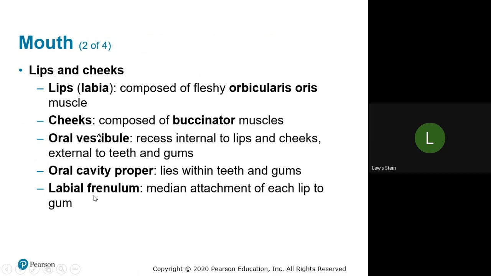The frenulum is that little piece between your tongue and the floor of your mouth, the lingual frenulum. And some people, when they say they're tongue-tied, sometimes you have to snip it. Some people just have a ridiculous tongue and can lick their eyebrows.